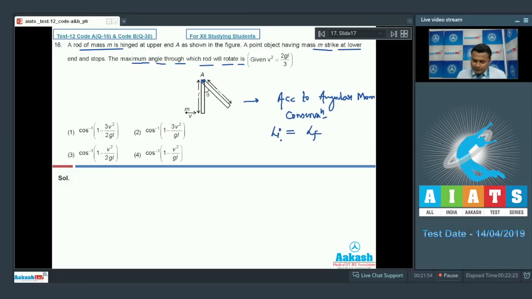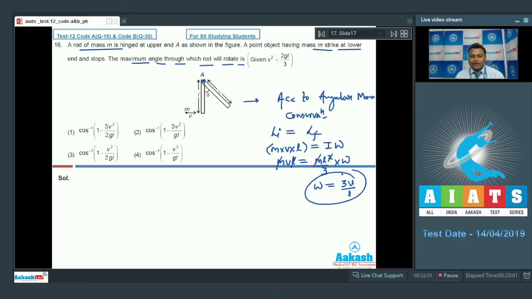Li about A will be mass of object into its velocity into length or distance, MVL. Final will be given as I into omega, where omega is angular velocity with which the rod starts to move. MVL equals I, moment of inertia of rod about point A, given as ml square by 3 multiplied by omega, and after solving we get value of omega as 3v divided by L. Now we got the value of omega.